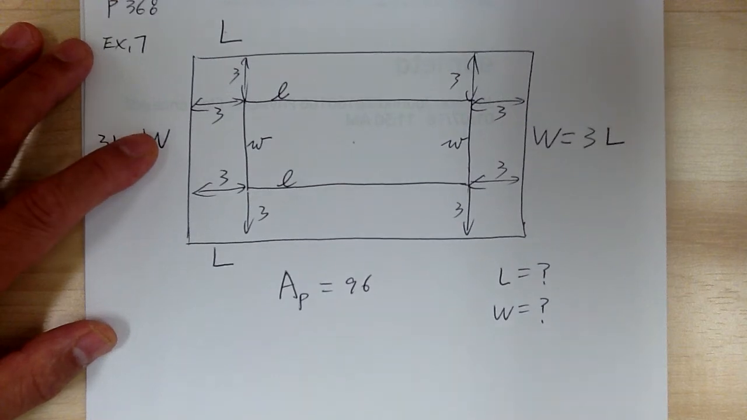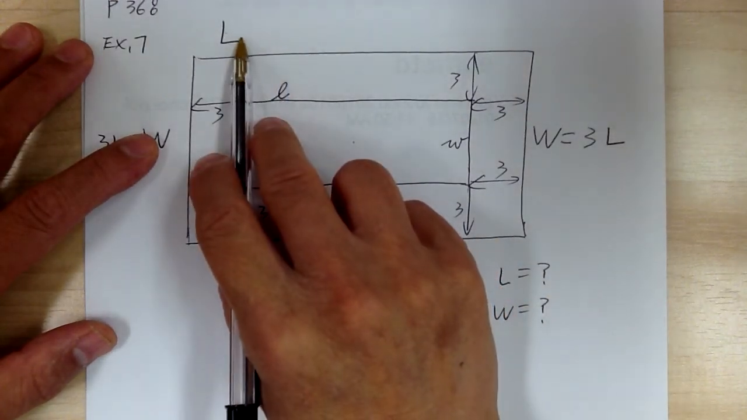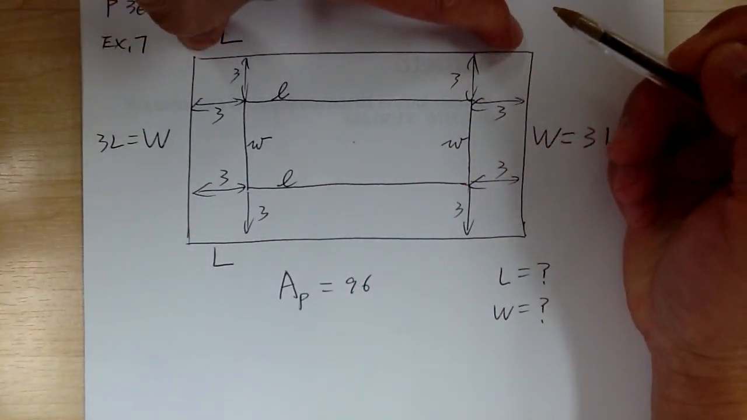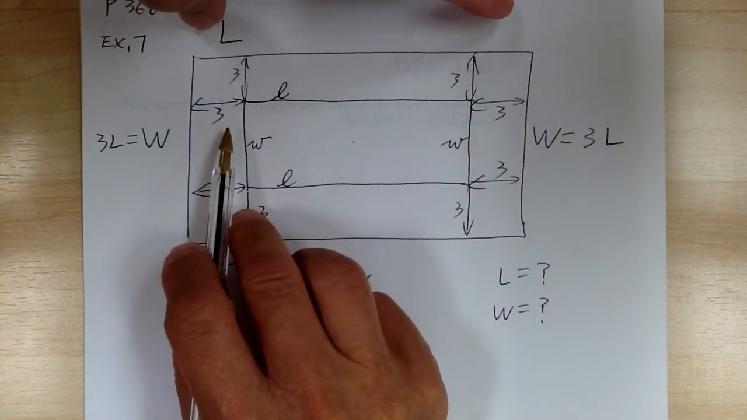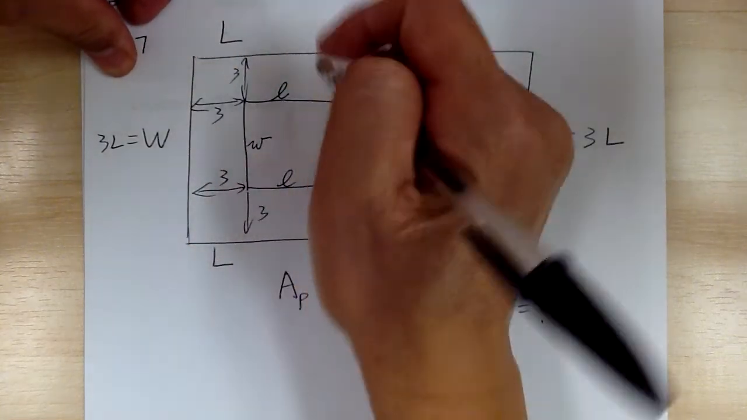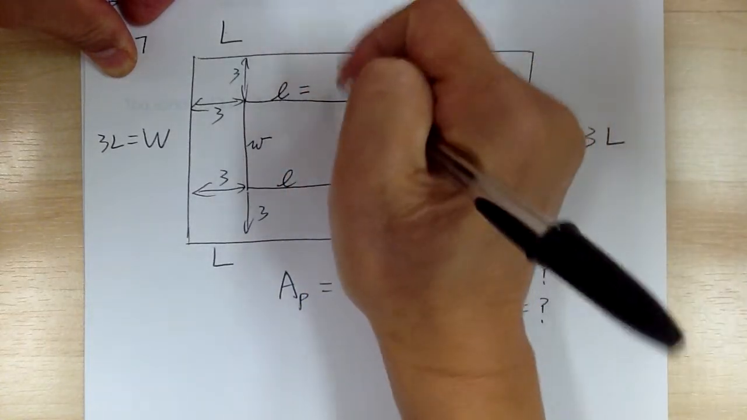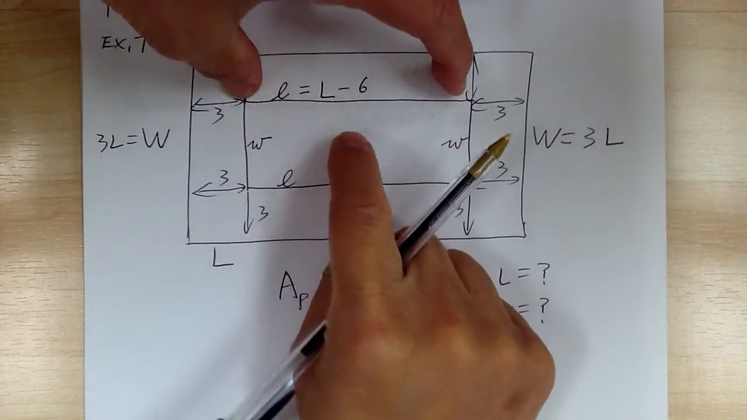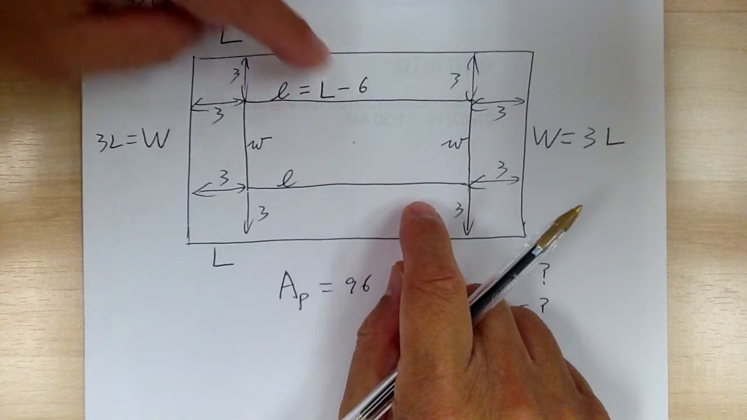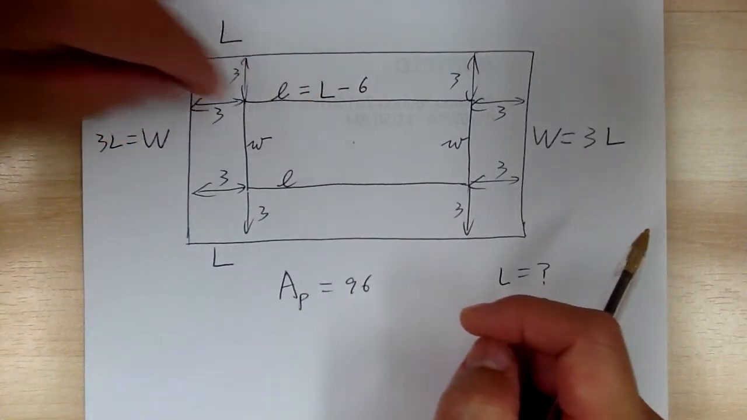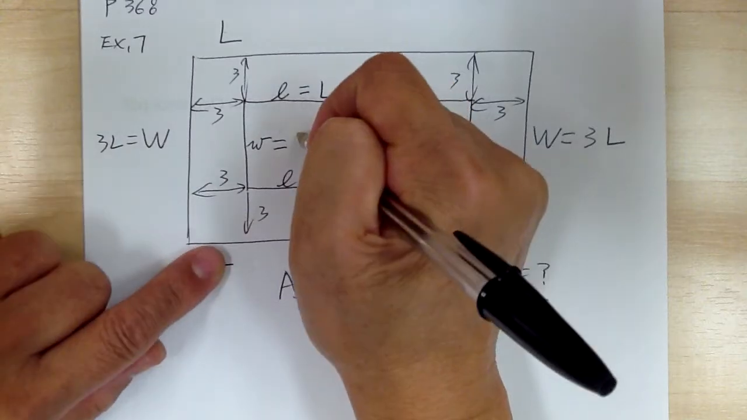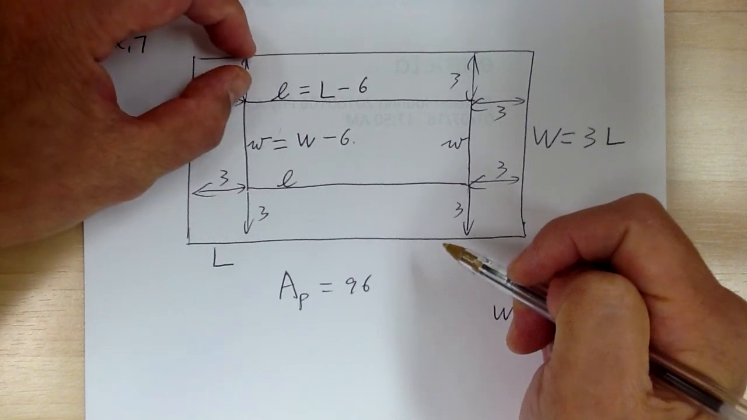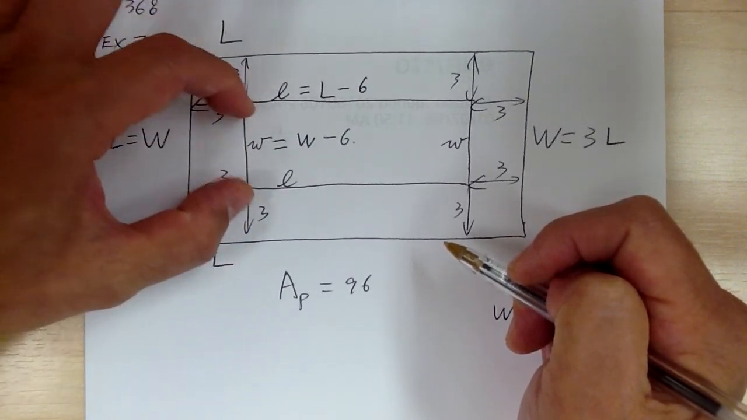Okay, so next thing you need to do is find a relationship between the big letters and the small letters. If you look over here, here's your L, and notice that 3 and 3, right? So the small L is equal to the big L minus 6. See, the big L minus 3 on each side will give you the inside. So that's a relationship between them. And the same thing with this one over here. The small W is equal to the big W minus 6, because here's a big W. You have to minus 3 from the top, minus 3 from the bottom to get the inside, the small W.